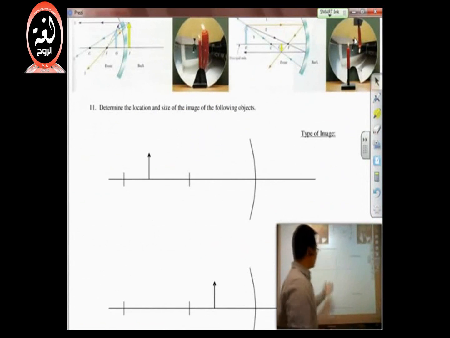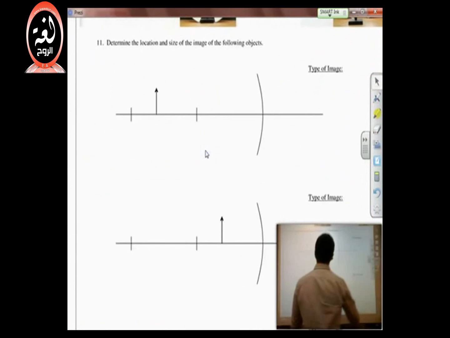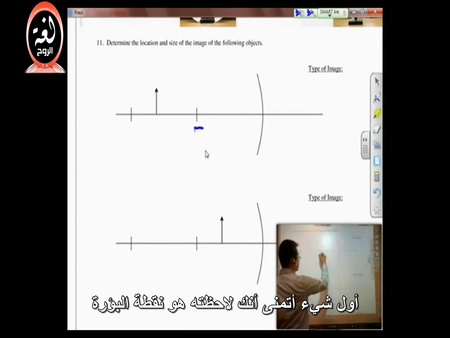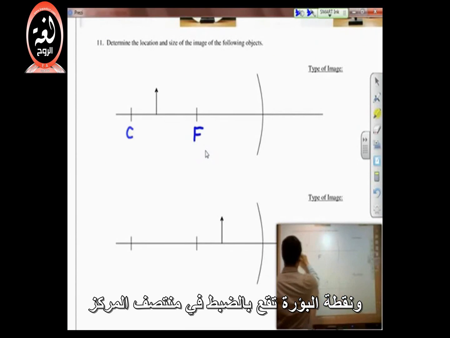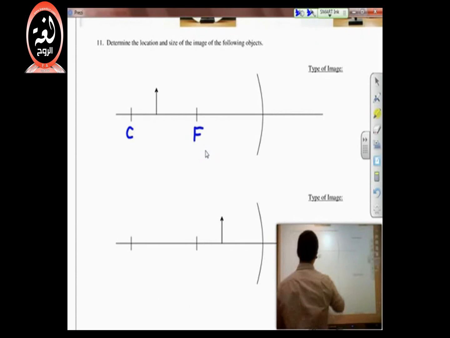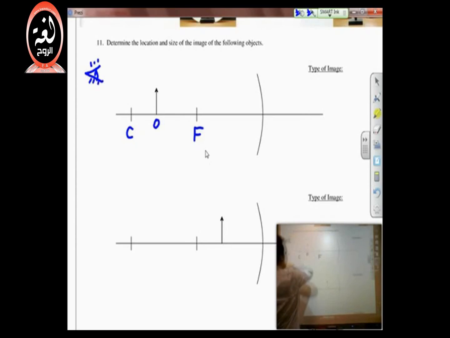So, here's your first example on your page, and let's label a few things together. First of all, hopefully you guys note this is the focal point, and the focal point is exactly going to be half the center. Over here, I want you to note, here's the object, so I'll label that as O, and the eye is going to be back here. That's looking at the object inside the mirror.